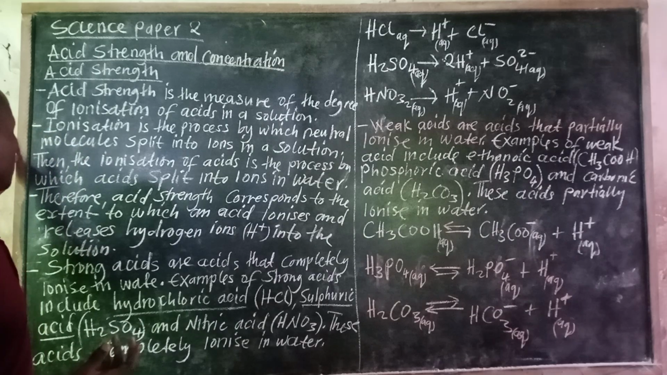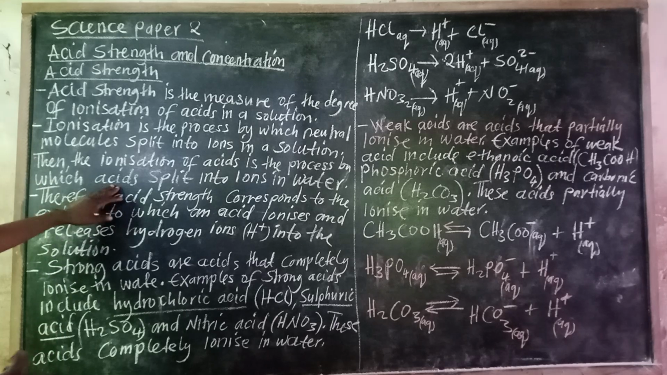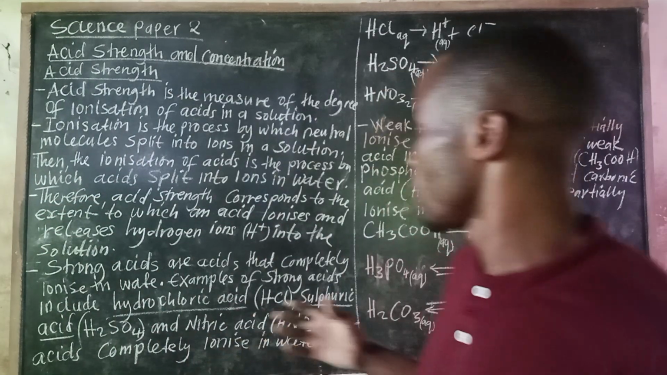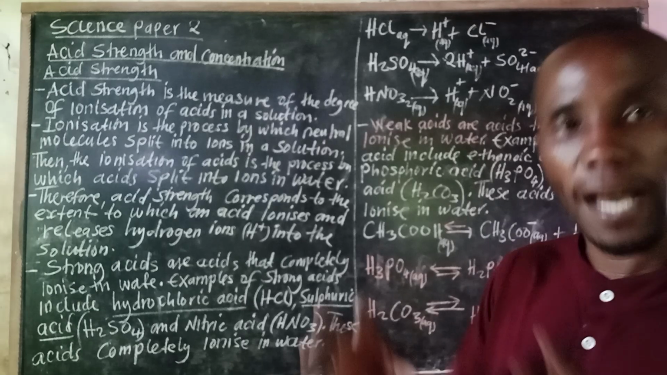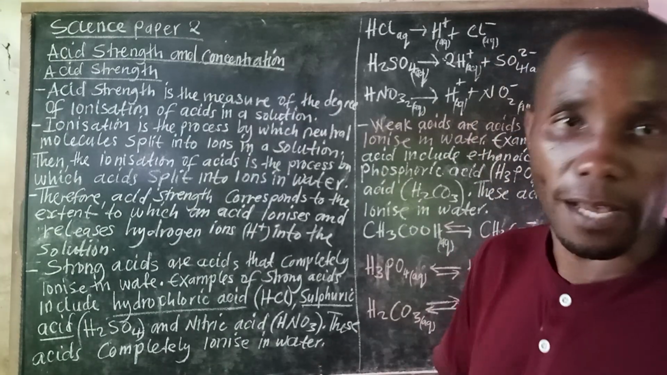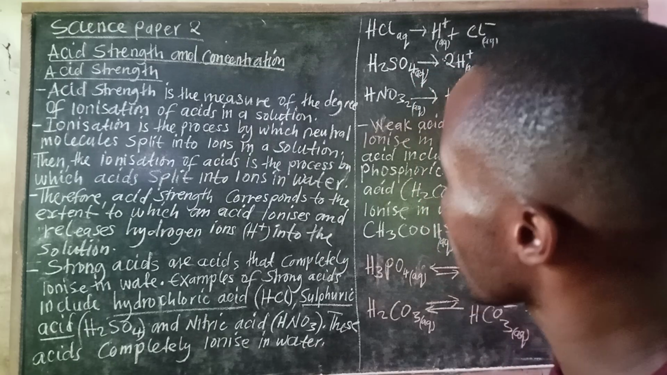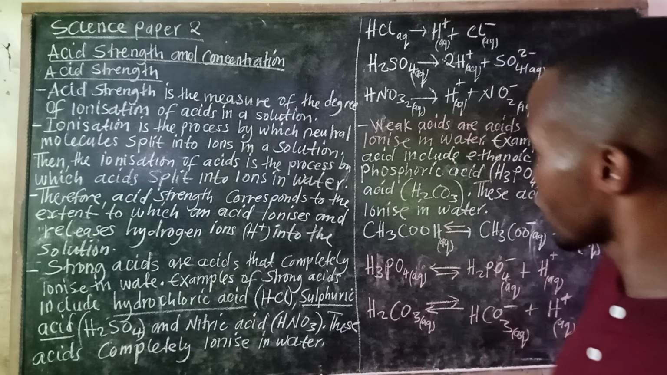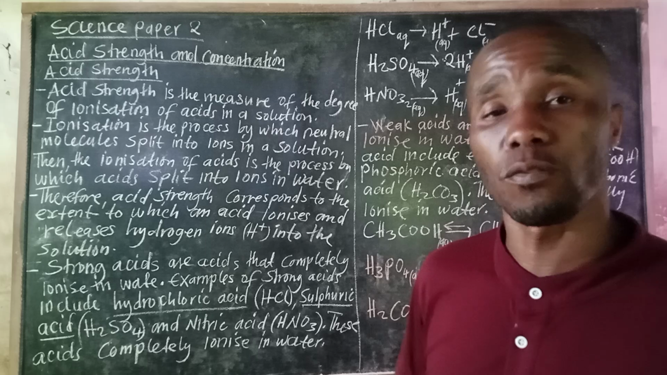Now, the ionization of acid is the process by which acid splits into ions in water. So this is just the process by which acid splits. The acid itself splits into ions once it reacts with water or is mixed with water. Okay, that is ionization. So now, therefore, acid strength corresponds to the extent to which an acid ionizes and releases hydrogen ions into the solution.